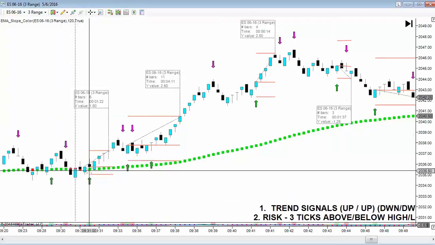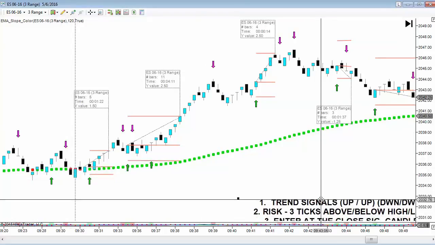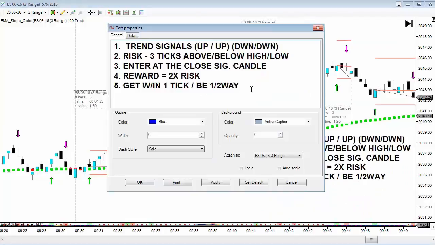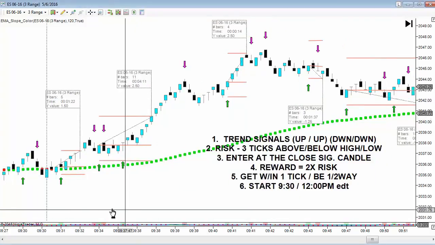So at 9:31 we'll start. That's probably another rule here that I should mention. Number 6, we start at 9:30 and we end at lunchtime, Eastern time. And you can change these rules to match your market and your time frame.